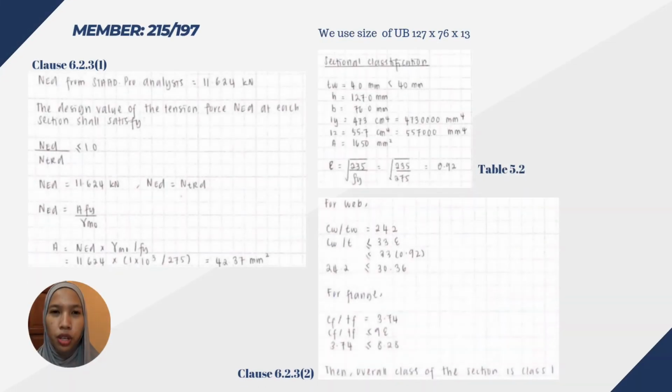Calculation shows tension member 250 or 197. Firstly, for NED we use the value from STAAD.Pro, which is 11.624 kilonewton. Then from this we find the area to choose the cross section. Then we use the size of UB 100 by 76 by 30. From sectional classification, we find the overall class of this section is class 1.